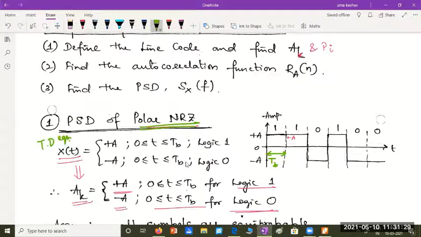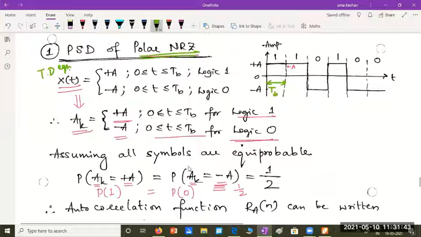So what happens to the amplitude of this signal? I told you in the first step, we should define the line code equation. We should define the amplitudes AK and the probabilities. So how do I define the amplitude of this signal? AK will have the value plus A for logic 1 in this interval, minus A for logic 0 in the same interval. So it's the same equation which I have just rewritten, showing only the amplitudes, which is almost the same as this.